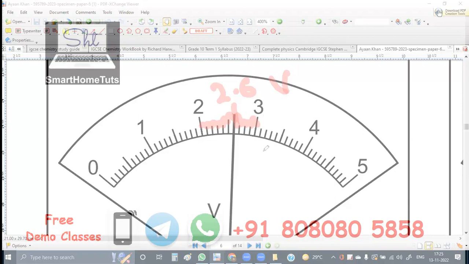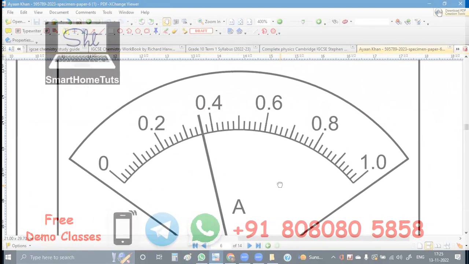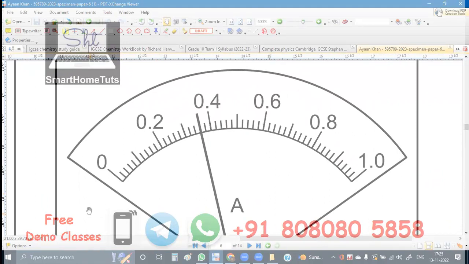So the voltmeter reading is going to be 2.6 volts. You should also know all the units properly. Afterwards, I'll give you one sheet in which all the units are going to be there. Now we'll take this reading.